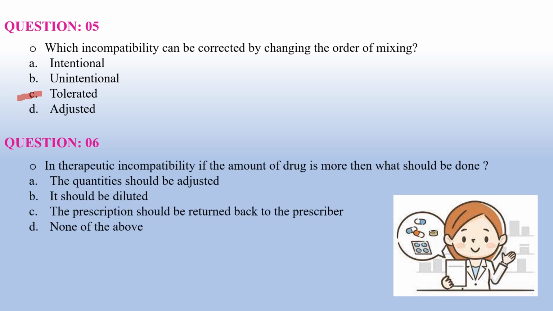The next question is, in therapeutic incompatibility, if the amount of drug is more, then what should be done? A. The quantities should be adjusted. B. It should be diluted. C. The prescription should be returned back to the prescriber. D. None of the above. And the answer is the prescription should be returned back to the prescriber.